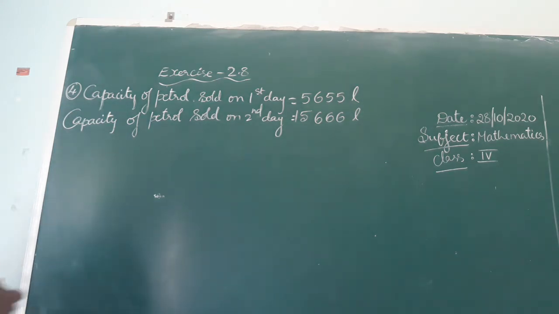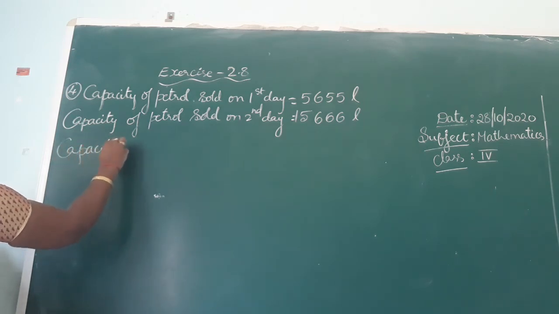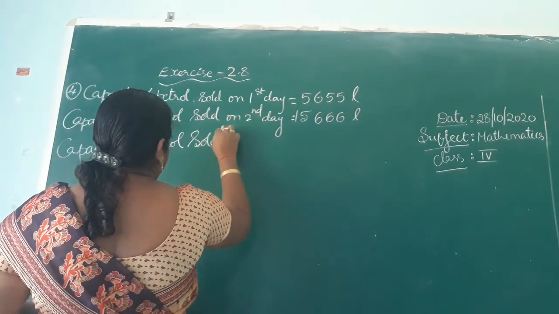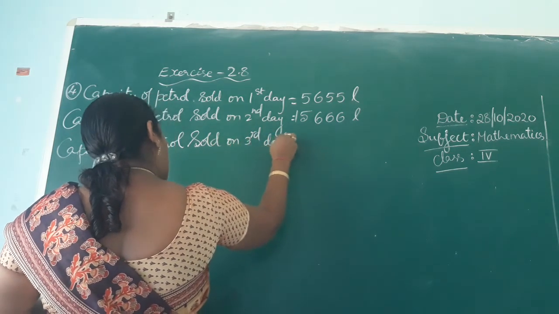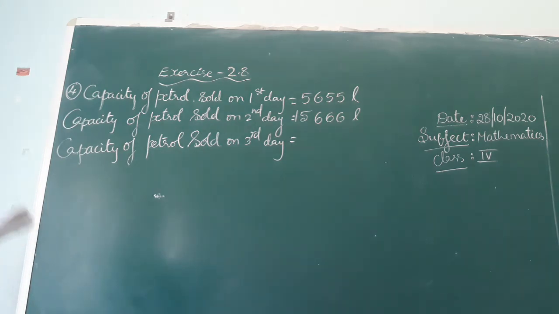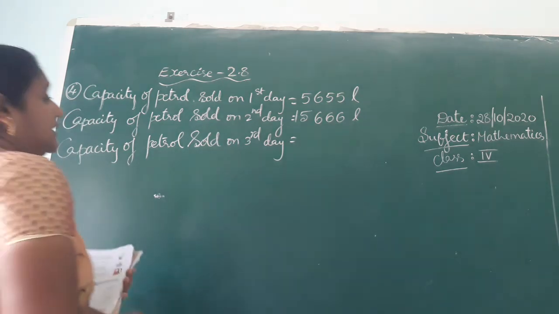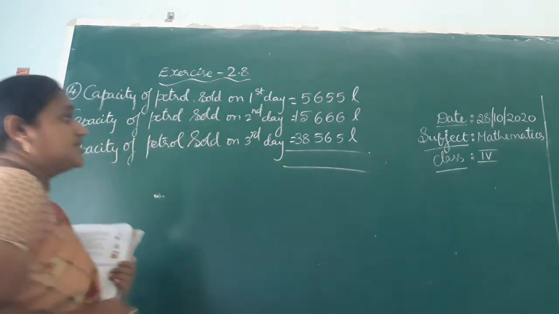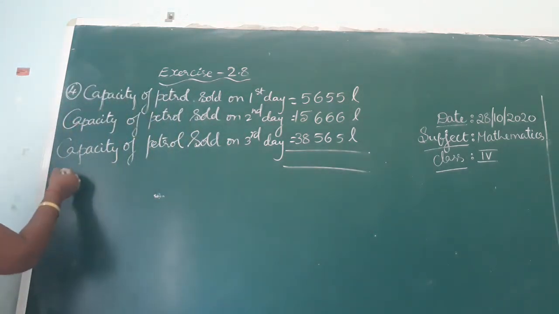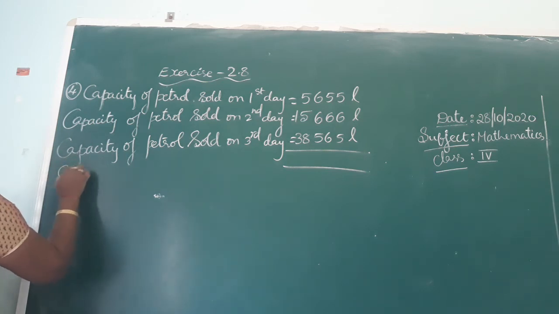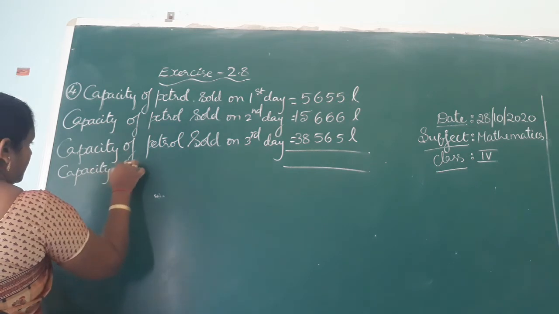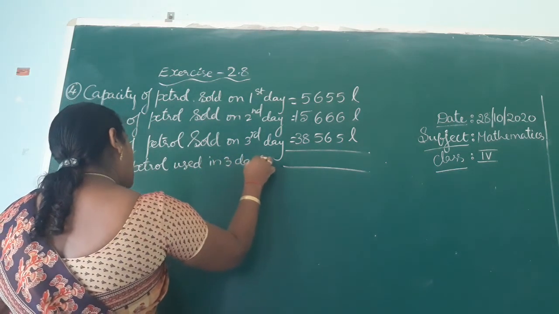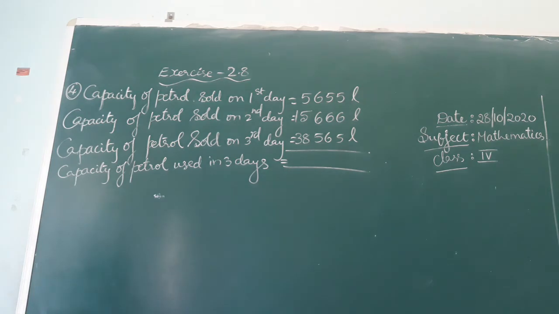Next, third day. Capacity of petrol sold on the third day. How much petrol was sold on the third day? Nothing but 38,565 liters. This is the total petrol used. Okay, so capacity of petrol used in 3 days. How much petrol was used in those 3 days? What do you have to do? You have to add.